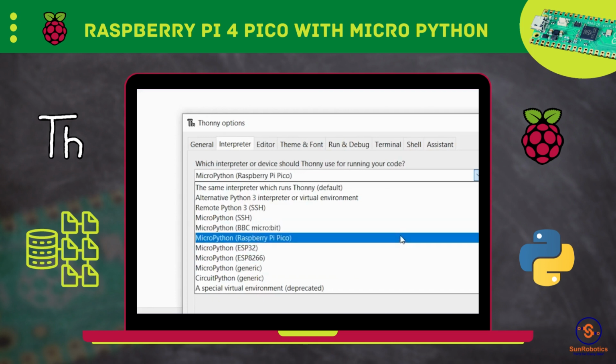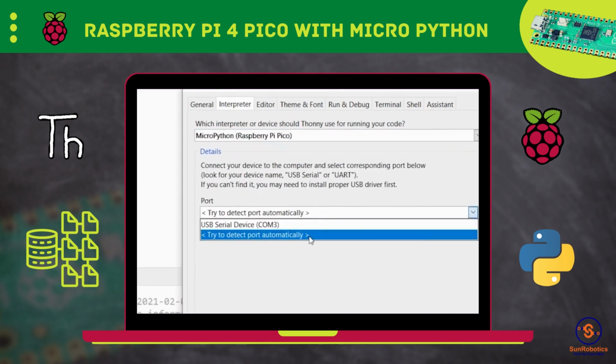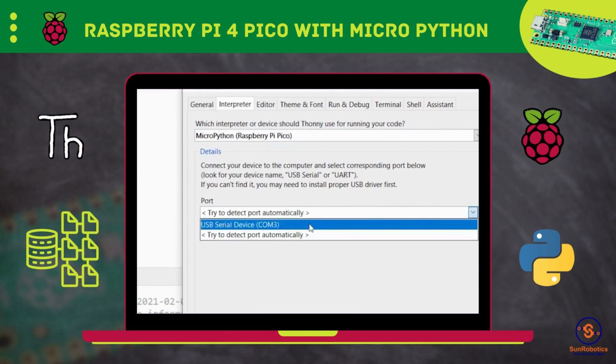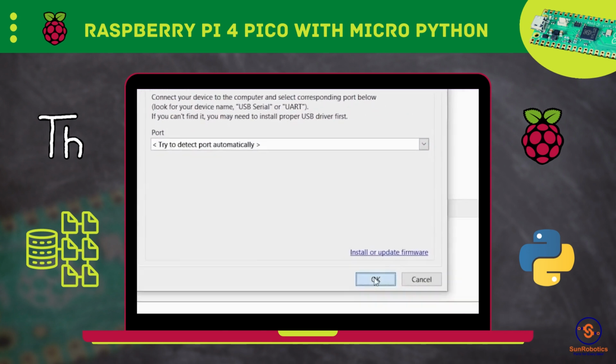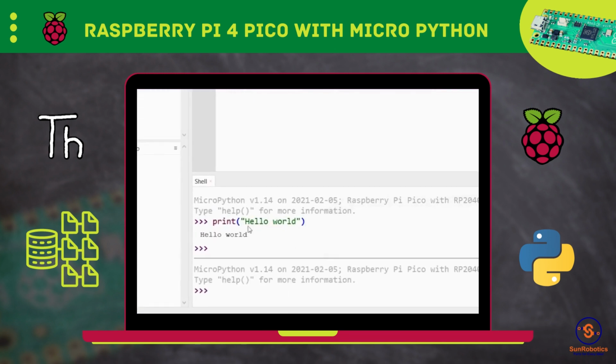In my case, I am selecting the option for Raspberry Pi Pico over here, and you can keep automatic detection. Otherwise, you can directly select this option. Click on OK, it will load in 1 second.